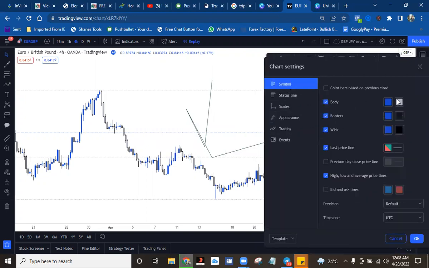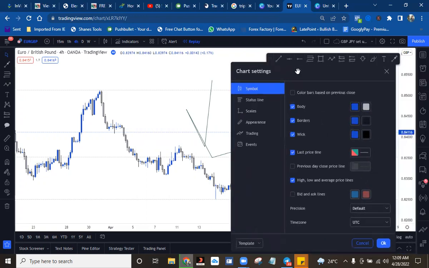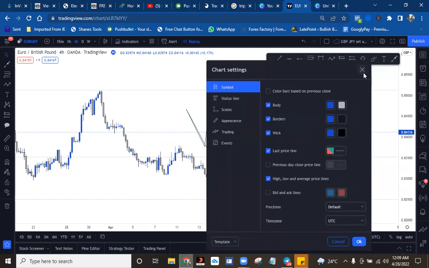Under Symbol is where you have your candlestick. You see I changed all mine to blue, and for the bearish body, right? So that's just that.